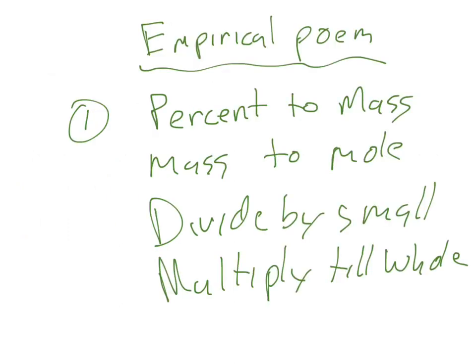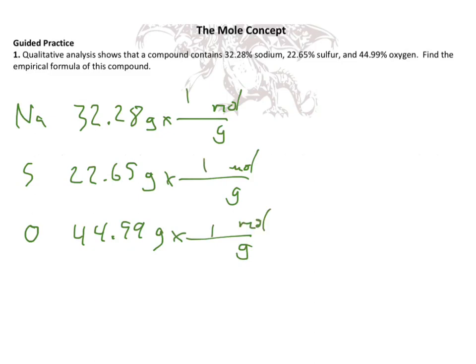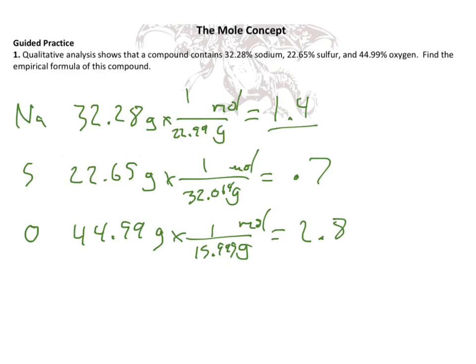Step 2, mass to mole. We have our mass, and we go from mass to mole for each one here. Just take the grams and convert to moles. Sodium's molar mass is 22.99, sulfur is 32.064, and oxygen is 15.999. Let's go ahead and type that in our calculator. And when you do that, you end up getting 1.4, 0.7, 2.8.